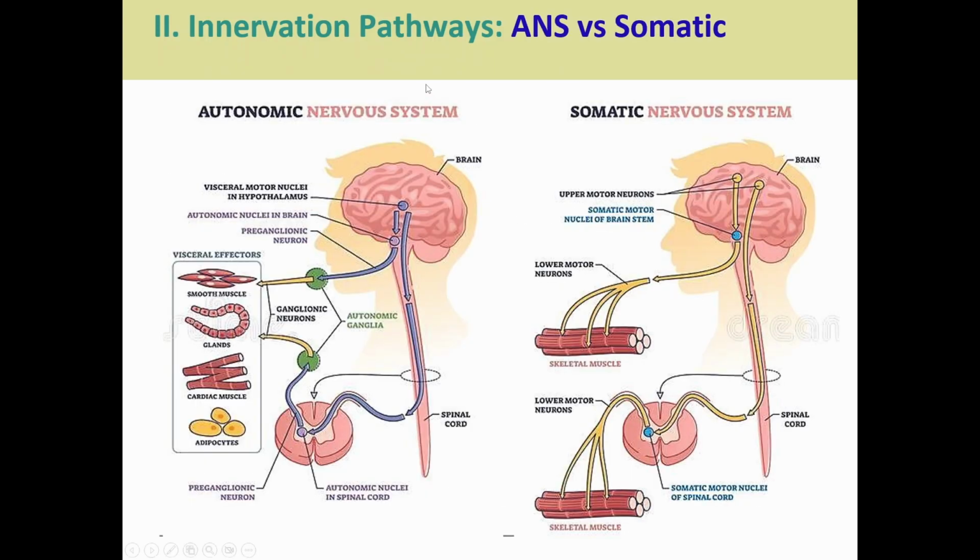So here, we see these ganglia. This is where we're connecting that first to the second neuron. So this is automatic. Whereas over here, we don't see those ganglia. So a little bit of a difference between these two in terms of arrangement.